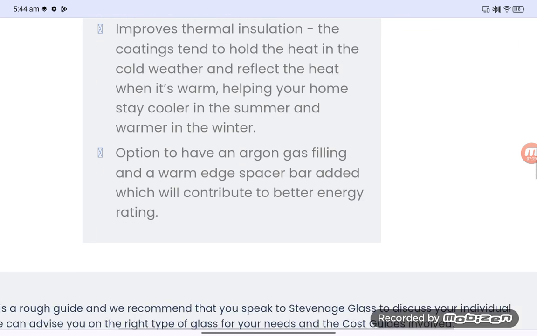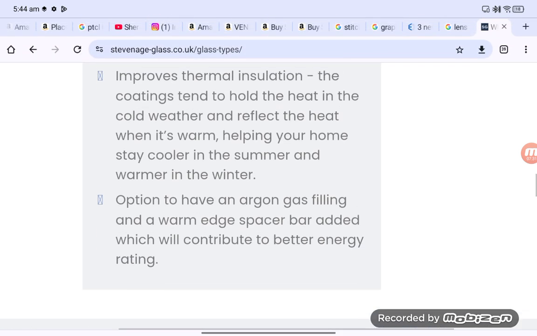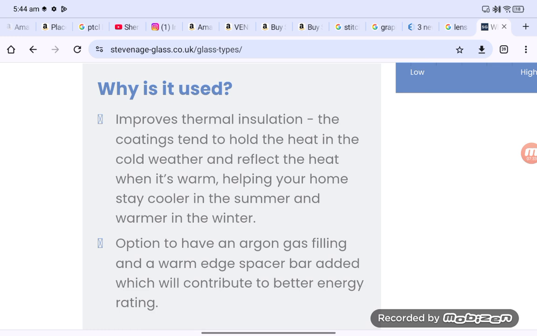Improves thermal insulation in summer and winter. Option to have an argon gas filling and a warm edge spacer bar added, which will contribute to a better energy rating.